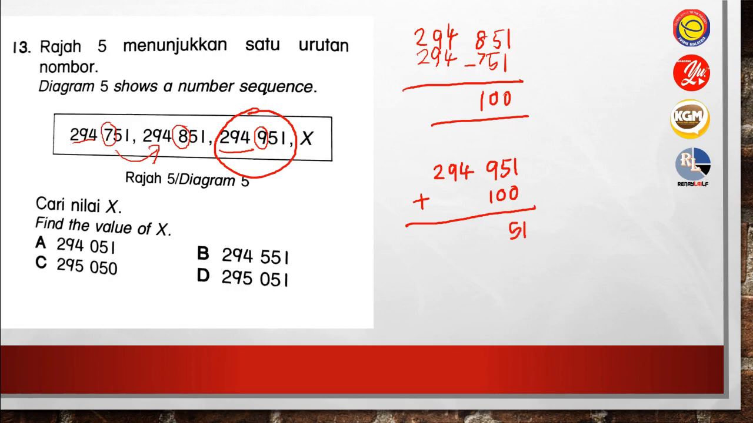So 1, 5, 9 plus 1 is 10. So here is 5, here is 9, here is 2. So the answer is 295,051. 295,051. So make sure you circle the correct answer.